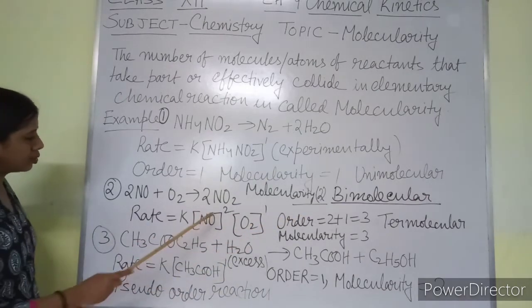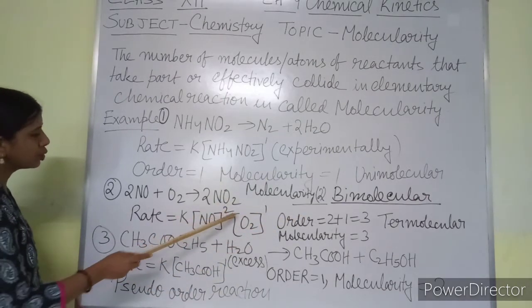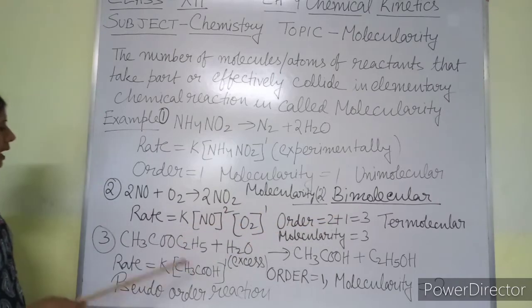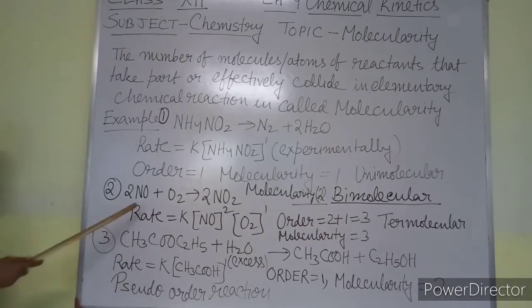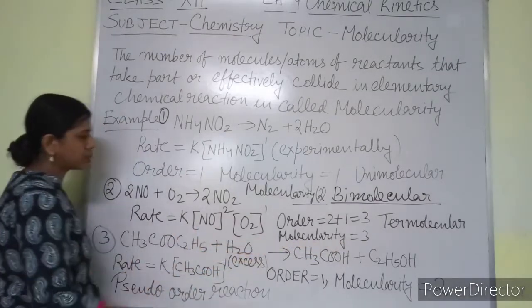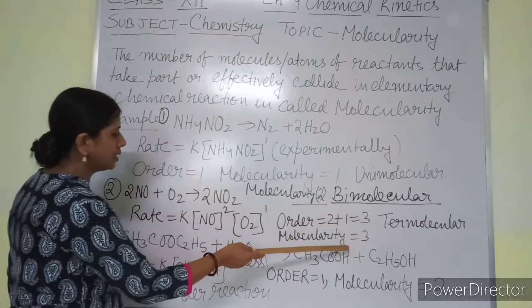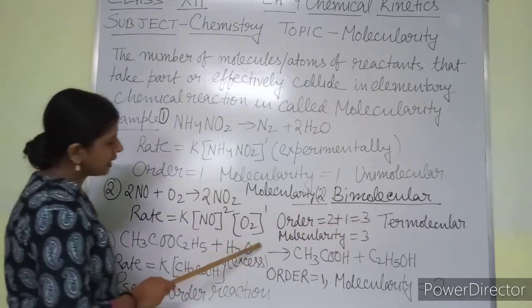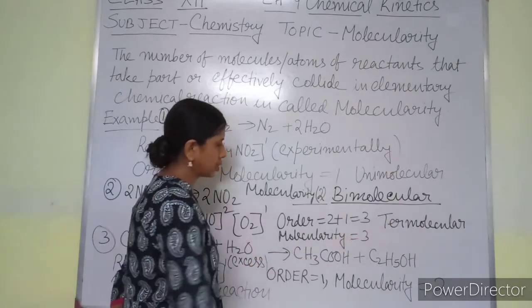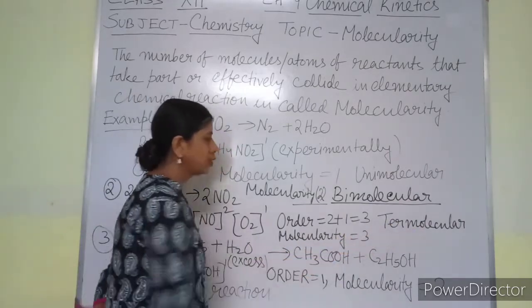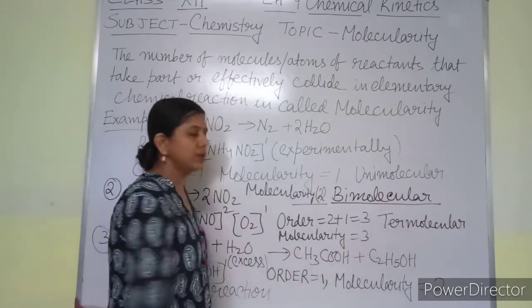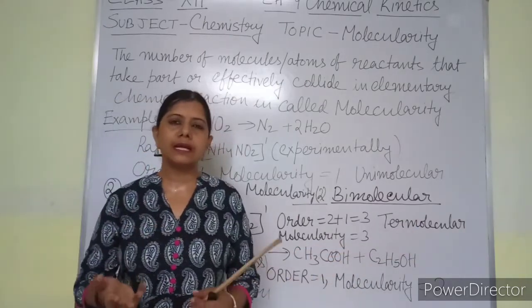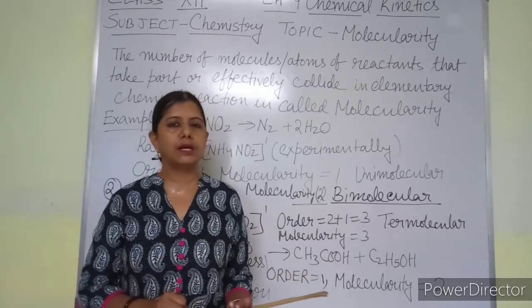So how do we calculate the order? Order is 2 plus 1, so that is 3. Molecularity here: 2 molecules of NO and 1 molecule of oxygen are colliding with each other. After effective collision, we can say that molecularity is 3. So here order is also 3, and molecularity is also 3. This kind of reaction where molecularity is 3 is known as a termolecular reaction. Now, molecularity of a reaction cannot be more than 3, I told you earlier.